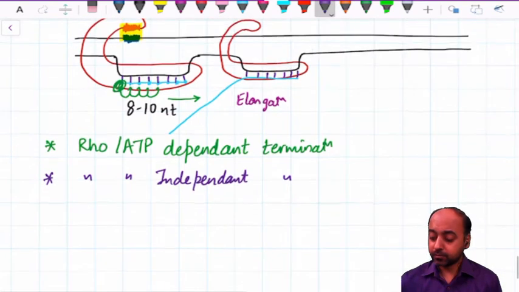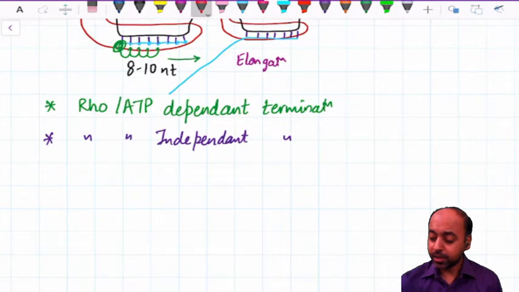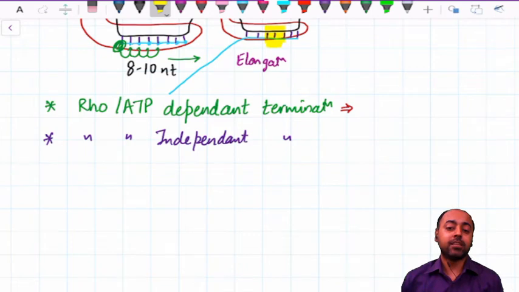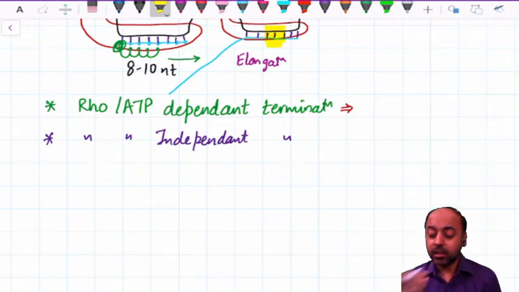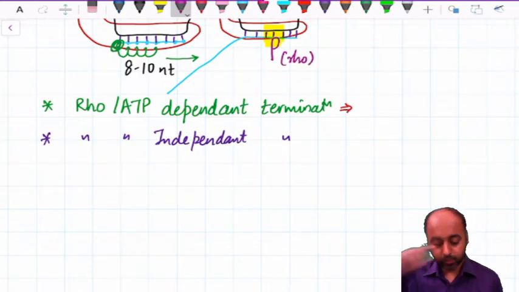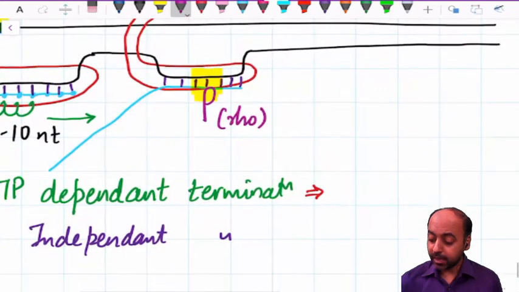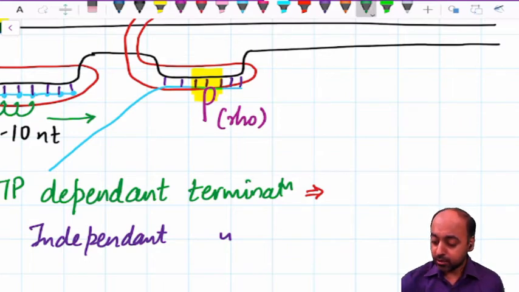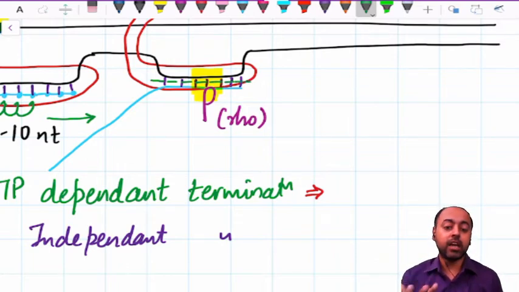Let's see what happens. First, let's talk about the rho dependent termination. What is happening in the rho dependent termination? There is a transcription of a rho binding site. A segment of DNA has been transcribed into the RNA, where an important subunit called the rho can come and get attached. So here the rho subunit will come and get attached. This rho subunit has the special property, it is able to cleave the hydrogen bonds, that is the interlinking between the RNA and the DNA.